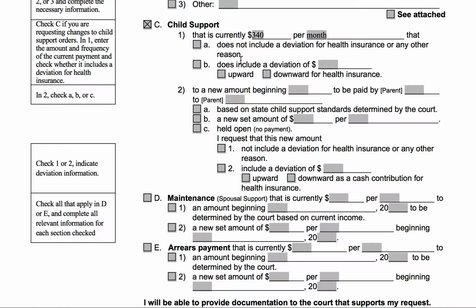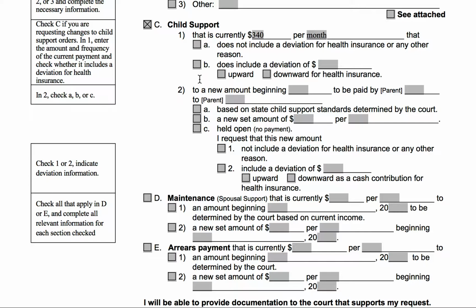And you'll also want to indicate whether or not there was a deviation for health insurance. And deviation is just a fancy lawyer word for, did the court do something different than just the normal standard traditional number, or did they just go with that normal traditional number? The most common reason they deviate, and you can see the deviation for health insurance is here, is health insurance. So what they might do is say that I can pay a little bit less in child support because I am keeping my kids on my health insurance and paying for that. Or maybe I'll pay a little bit more in child support if the other person is paying for health insurance and I'm not.